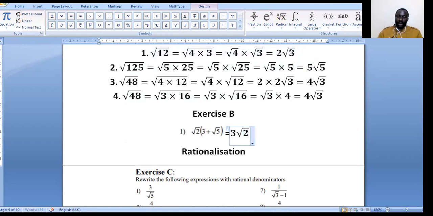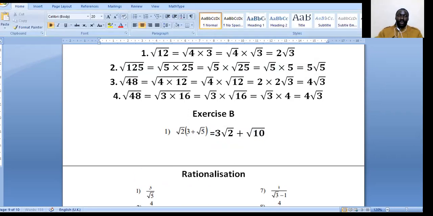Then later, we have to add what we get here to 2 square root of 2 times square root of 3. What we started with was the square root of 2 times 3, which is this. Then square root of 2 times square root of 5. That is going to give us square root of 10. We multiply the numbers inside the square root sign. Is there a way we can simplify this? No, there is no way we can simplify that. We move on to the next question.